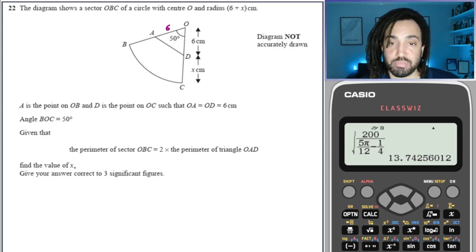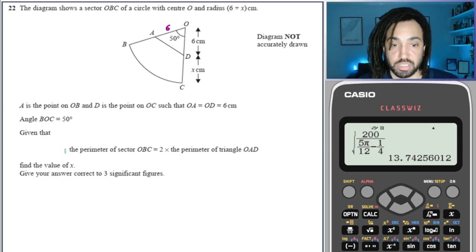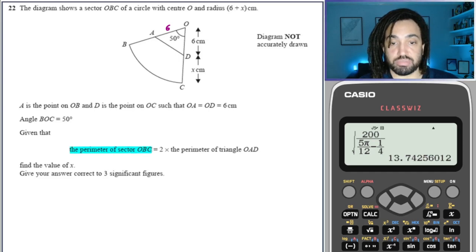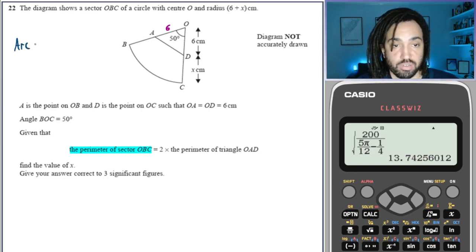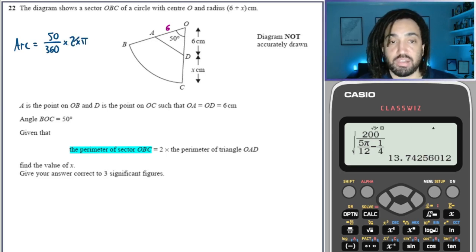So the perimeter of the sector, that's where we should start, the start of this equation. What's the perimeter of the sector? Well, we know, as we've been doing before, that the arc of the sector is the angle over 360 times by 2 pi r.